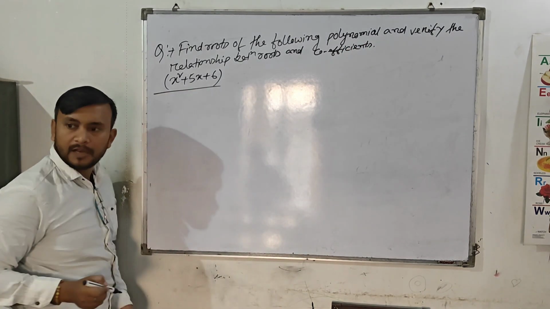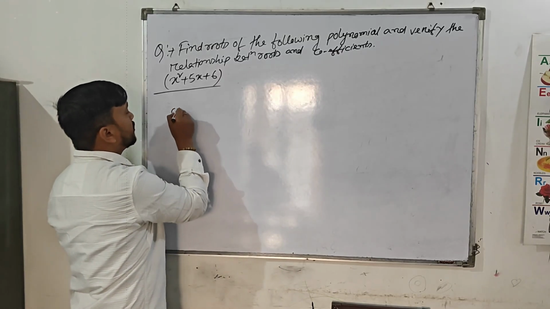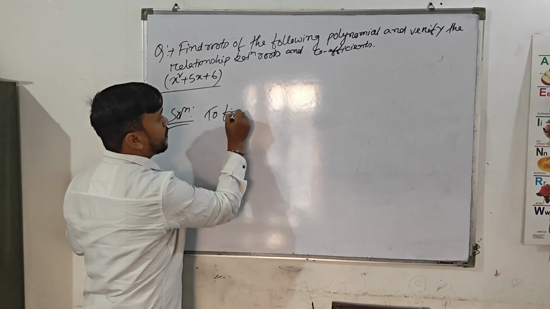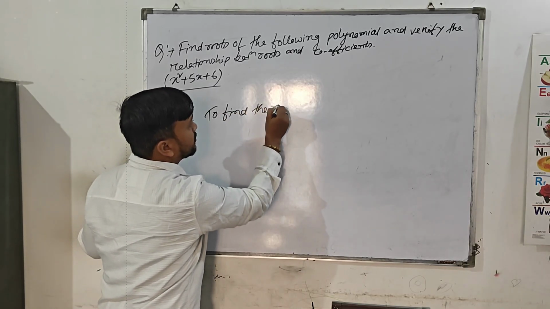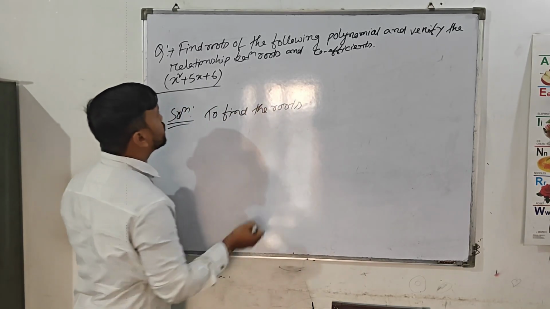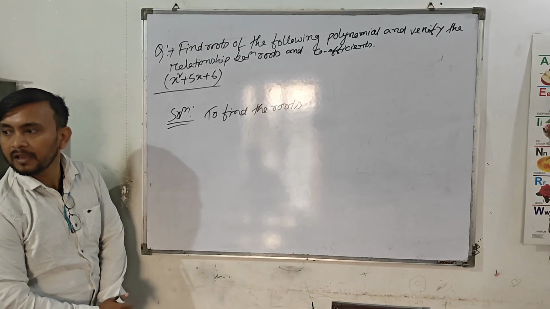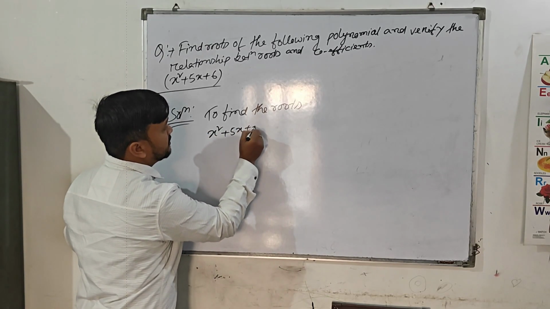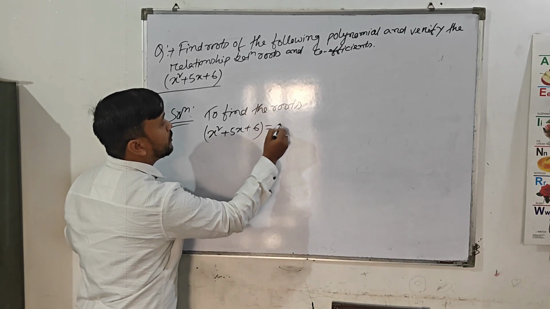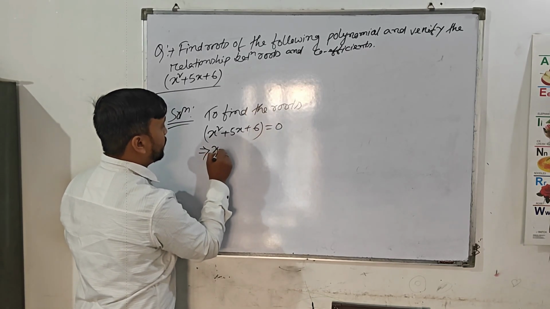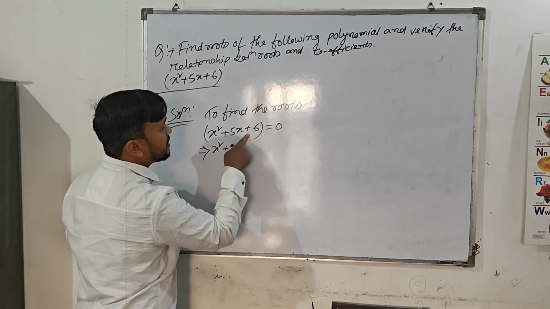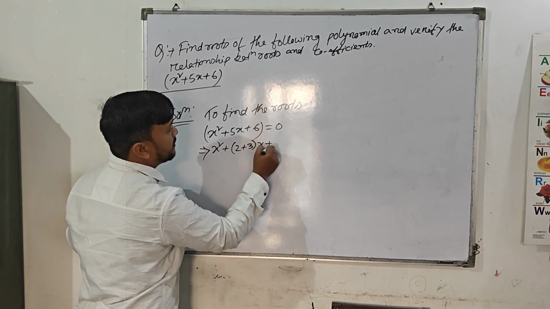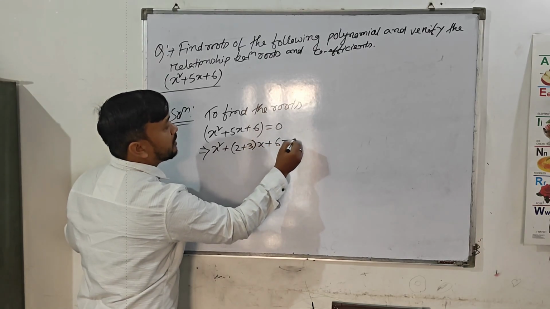This is the polynomial. First of all, to find the roots, how many roots will be there for a quadratic polynomial? 2 roots. So equate the polynomial with 0. Go for middle term splitting, having a positive sign before the constant term. So I will perform addition for it. Get the middle term. It will look like this.